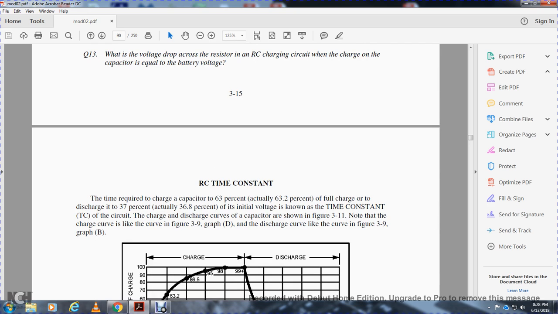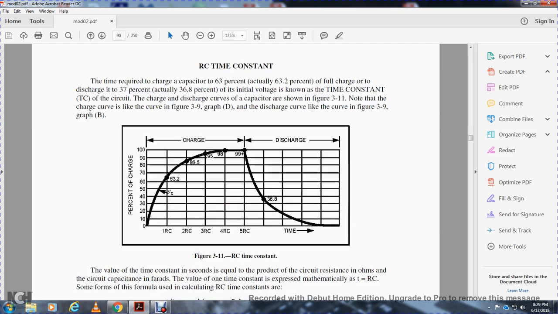Resistor-capacitor time constant. The time required for the capacitor to charge to 63.2%, or 63%, of full charge, or to discharge to 37%, or 36.8%, of the initial voltage, is the time constant of the circuit, TC. The charge and discharge curves of the capacitor are shown in figure 3.11. Note that the charge curve is like the curve in figure 3.9 graph D. The discharge curve looks like figure 3.9 graph B.